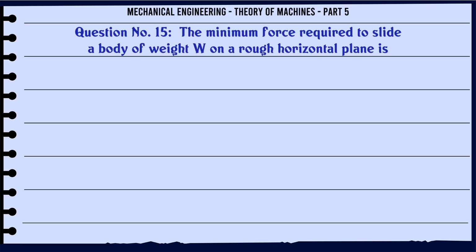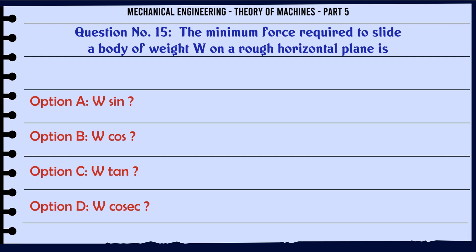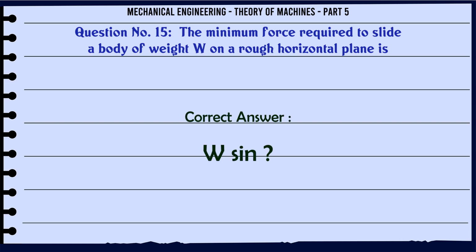The minimum force required to slide a body of weight W on a rough horizontal plane is A. W sin. B. W cos. C. W tan. D. W cosec. The correct answer is W sin.